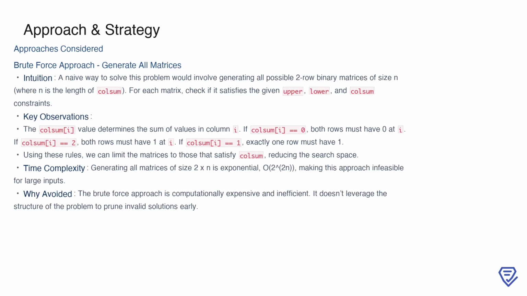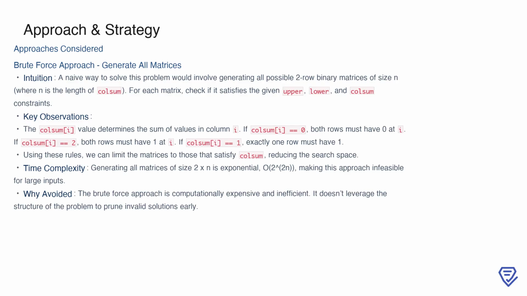To tackle this problem, we initially considered a brute force approach. The idea here is to generate all possible two-row binary matrices of size n, where n corresponds to the length of the colsum array. For each generated matrix, we would check if it satisfies the constraints given by upper, lower, and colsum.